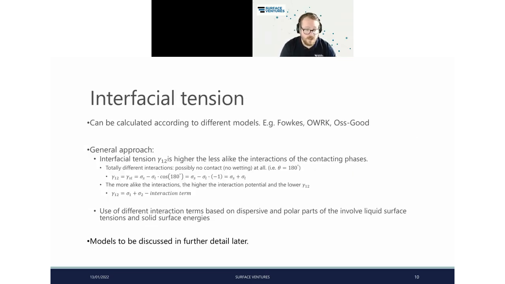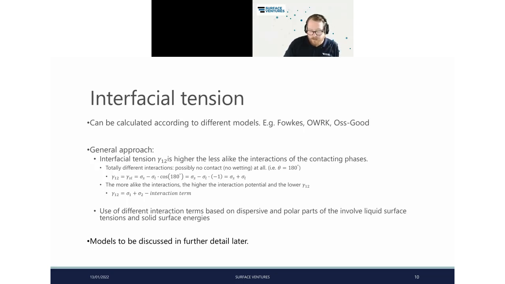In terms of interfacial tension, there are different models we can apply, which I'll go into in more detail later, just talking about what these are used for and what the equations look like. But effectively, in terms of measuring interfacial tension between two different phases, gamma 1,2, as the interfacial tension is higher, you can use that then to characterize surfaces.